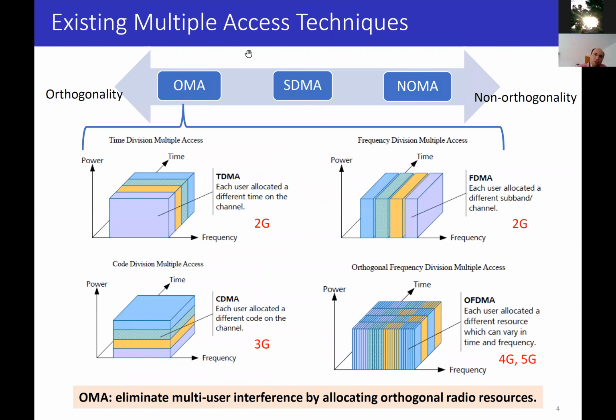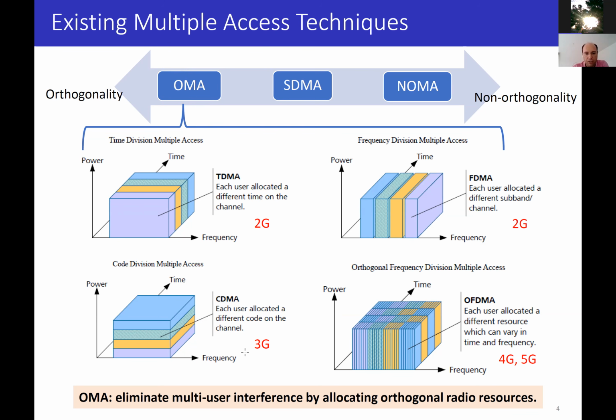Right, so what has been very popular in the past few years is to classify multiple access according to this notion of orthogonality versus non-orthogonality. On the left side, we have orthogonal multiple access, OMA, and we know many instances of OMA: TDMA, FDMA, CDMA, OFDMA. Those are all different types of orthogonal multiple access, and have been used extensively in 2G all the way to 5G.